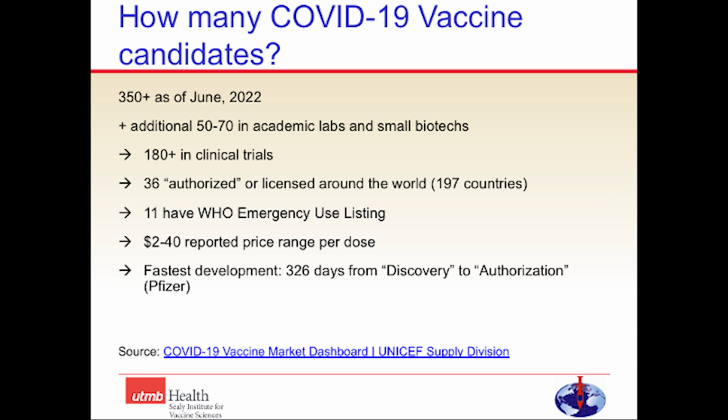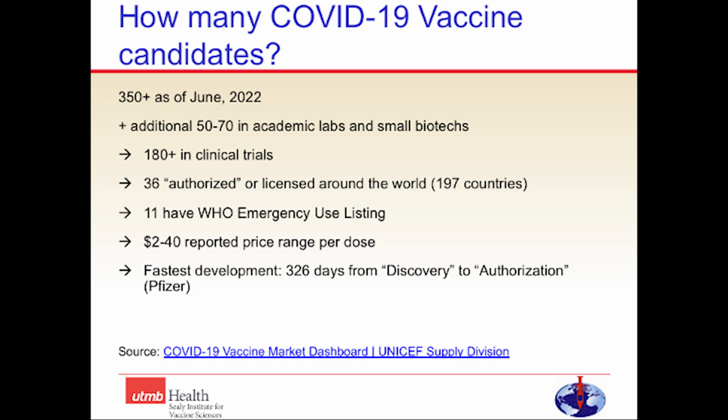So how many COVID vaccine candidates have there been? As of this month, about 350 have been developed. It's an amazing number. There are an additional 50 to 70 in academic labs and small biotechs. And I think the most amazing figure to me is that 180 of those have made it into clinical trials. And even a phase 1 clinical trial is going to set you back the best part of 20 million, if not more, to do it. And so that's the amount of money that's being thrown at COVID vaccine development.